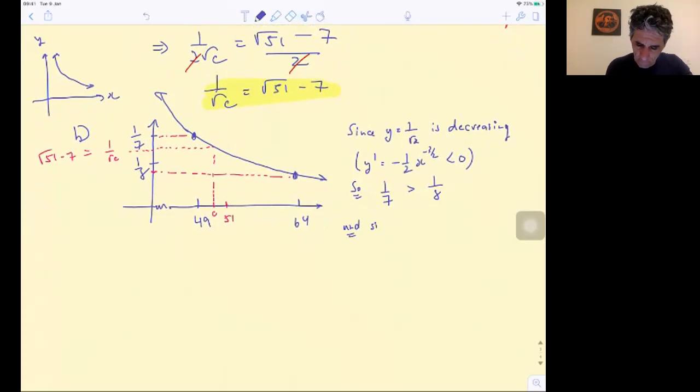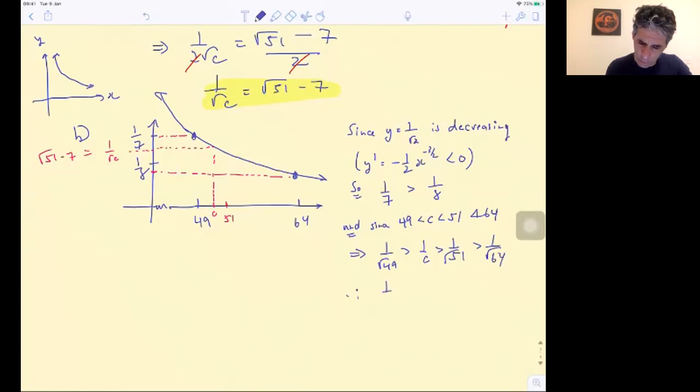And since 49 is less than C is less than 51, this will imply that 1 over the square root of 49 is greater than 1 over the square root of C is greater than 1 over the square root of 51. Of course, we're supposed to be doing this to 8, so why don't we just also add that 51 is smaller than 64, so this is greater than 1 over the square root of 51 and the square root of 64.